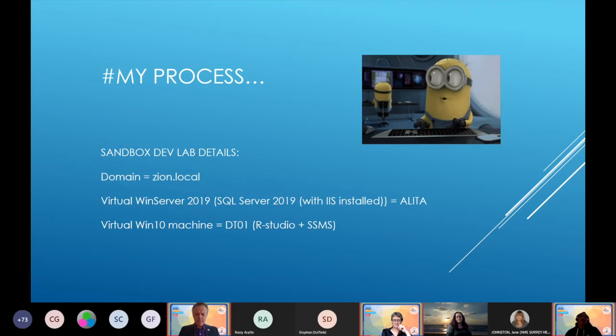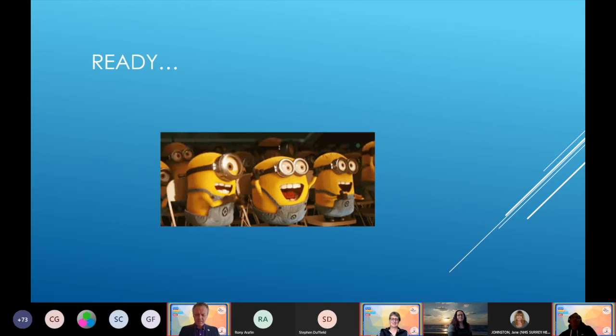So my process: I've done this all on a dev environment. I'm basically really, really sad and got my own server in my front room. I'm running SQL 2019 on there with IIS installed. That server's name is Alita. And I've got a virtual Windows 10 machine called DTO1, which has got RStudio and SQL Management Studio on.